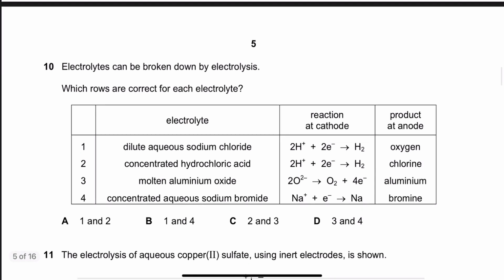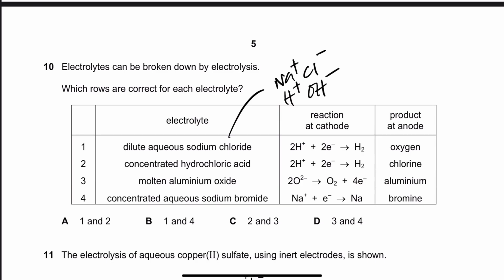Then it says which rows are correct for each electrolyte. So let's do this. Aqueous sodium chloride has Na plus, Cl minus, and it has H plus and OH minus. And the cathode is the negative terminal, and the anode is the positive terminal, right? What is happening at the cathode, at the negative terminal, is that hydrogen will always discharge, because it is faster and quicker than Na plus. And at the positive terminal, since it's dilute, the hydroxide ion will discharge.